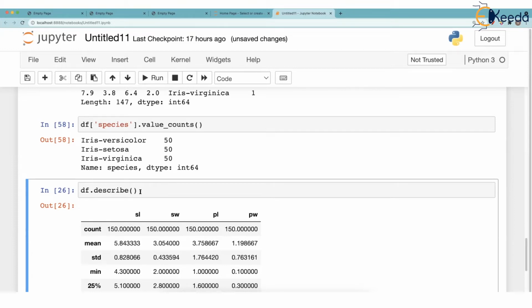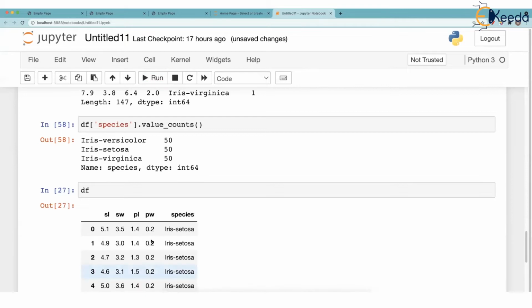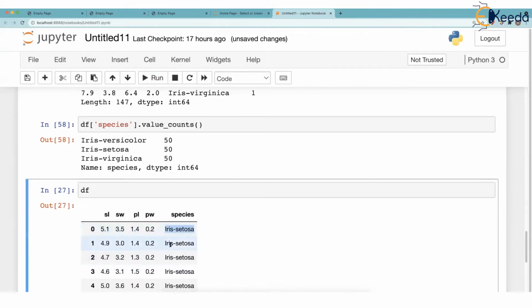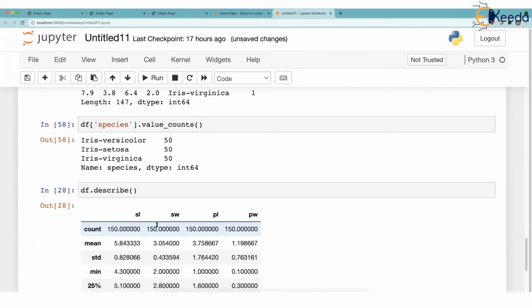In the species column, we have strings like Iris setosa, Iris virginica or Iris versicolor. So what are we trying to describe? We are trying to describe numeric columns, and there are 4 numeric columns, you know.